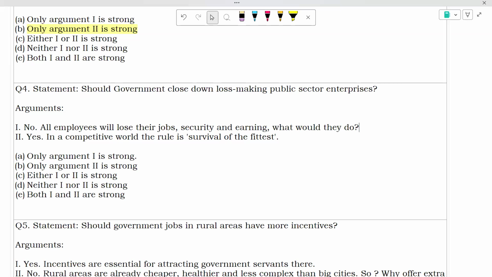Again I am coming to it, you don't have to answer. Should government close down loss making public sector enterprises? That question was asked to a person in the interview. The person replied, no, no, sir, the loss making PSU should not be closed down. And the argument he gives is that all employees will lose their job security and earning. What will they do? Now, is it a strong enough argument? How many marks will you give?